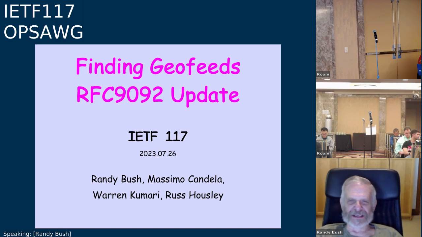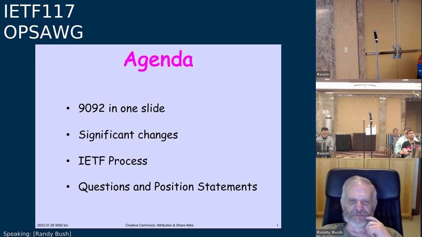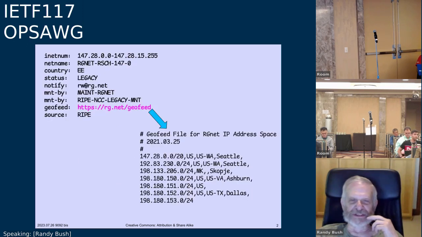Okay, RFC 9092 describes geofeed, how to find geofeed data. And this is an update to it. Quick agenda: geofeed on one slide, what the changes are, IETF process, and open for questions.